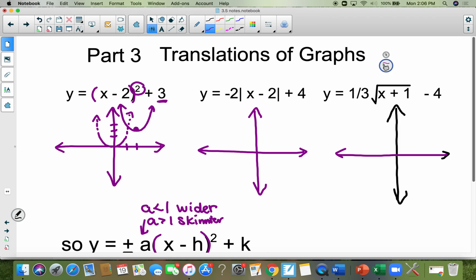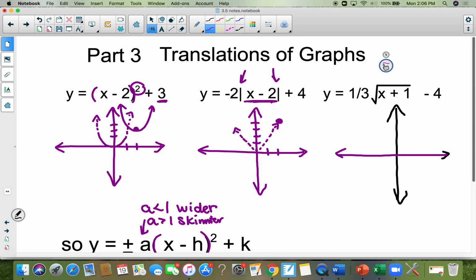Okay, the next one, if you remember from Algebra 2, is an absolute value graph, and an absolute value graph makes a V. But you're going to do some things with the V. So first of all, you're going to move it to the right 2 because that's inside, and you're also going to move it up 4. So that's your new vertex. To the right 2 and up 4.